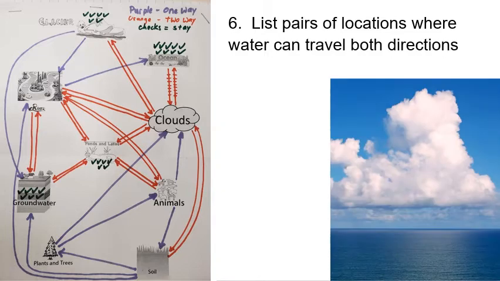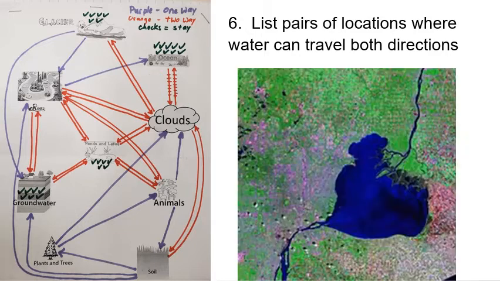Now, how about where water can travel both directions? Water can go up from the ocean, make a cloud. It can go from a cloud right back down to the ocean. And it actually does this over and over again. So this is a two-way street. Water can go both directions.